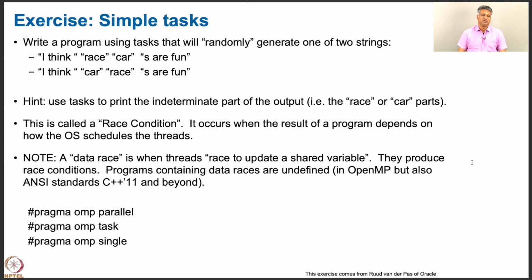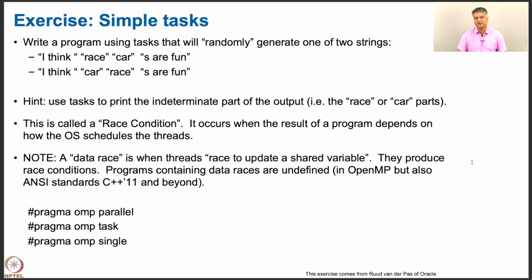Now here is a simple example that we will walk through. We want to write a program that will randomly generate one of these 2 strings. The first string is, I think race cars are fun. The second string is, I think car races are fun. So we want to write a code which will randomly generate one of these 2 statements. So how do we go about it?